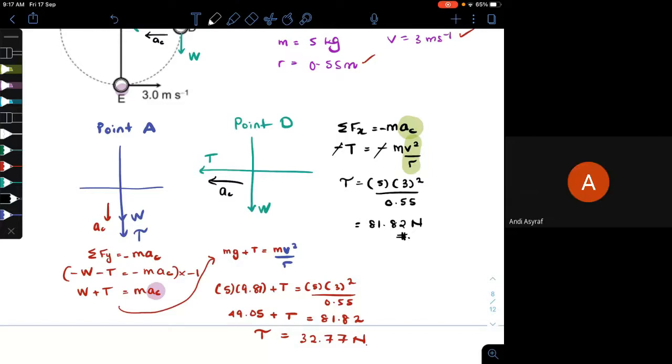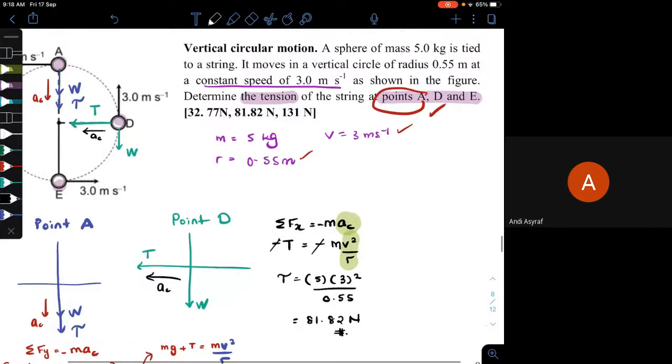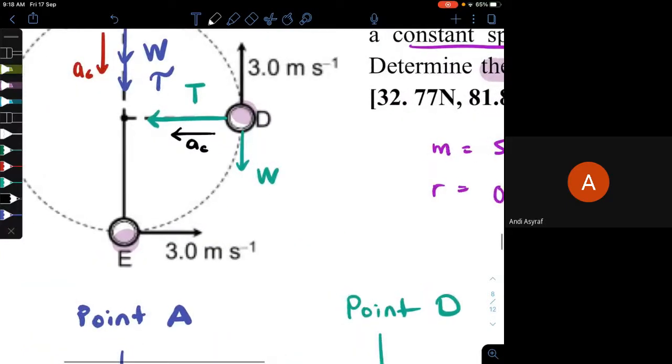Sudah, Miss. Okay, thank you. Okay, so kita akan buat dekat point E pula. Okay, so we draw the free body diagram dekat point E, sorry. So as you can see now the string is dekat sini kan. Bola tu kat bawah, so string dia macam tu kan. So kita ada tension ke sana, moving away from the object. And then we have our weight ke bawah. And then our AC sentiasa ke tengah, that's why ke atas.